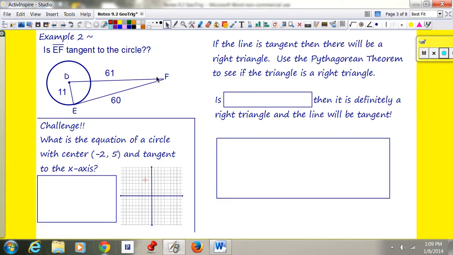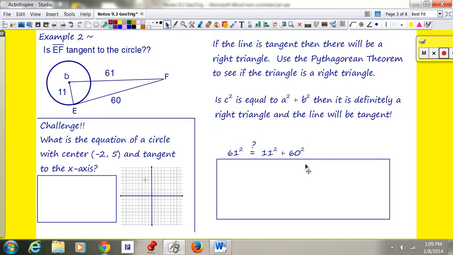This DEF would have to be a right triangle, which means we can use the Pythagorean theorem to see if it's a right triangle or not. If c squared, which is 61 squared, equals 60 squared plus 11 squared, then you know you've got a right triangle if c squared equals a squared plus b squared. So if c squared is equal to a squared plus b squared, then it is definitely a right triangle and the line will be tangent.